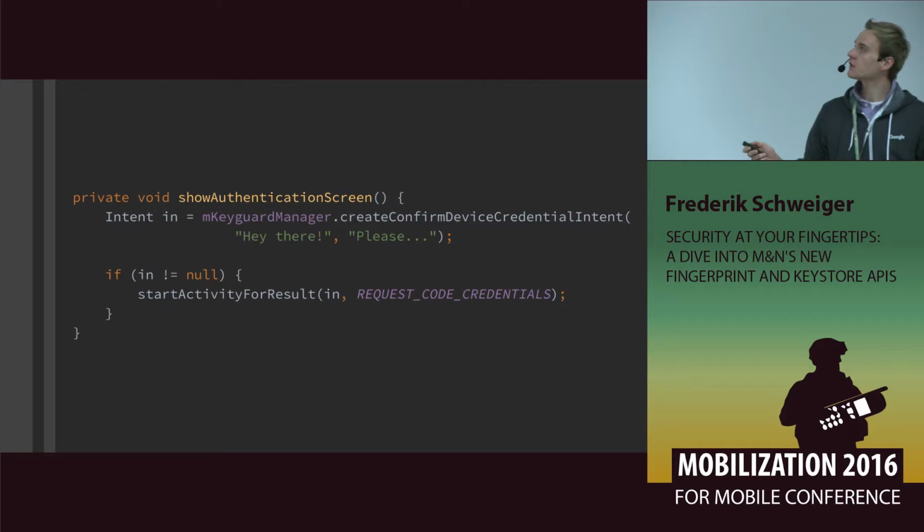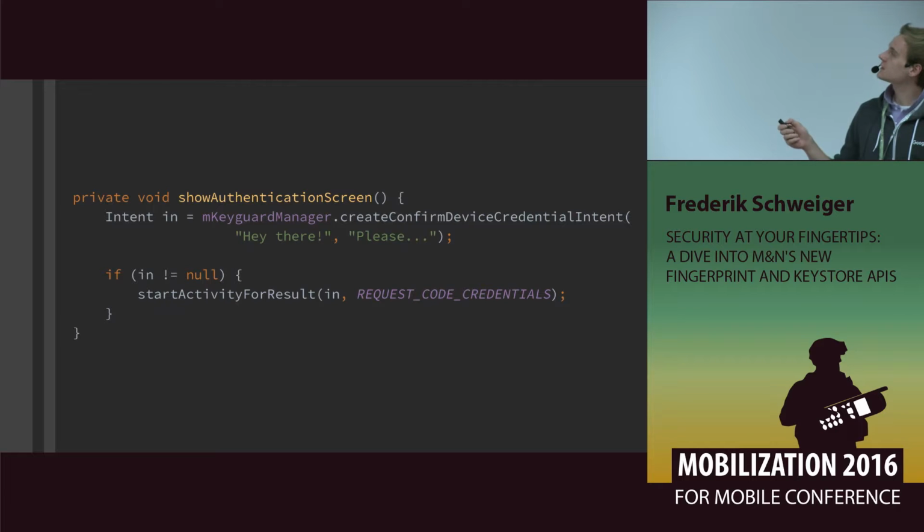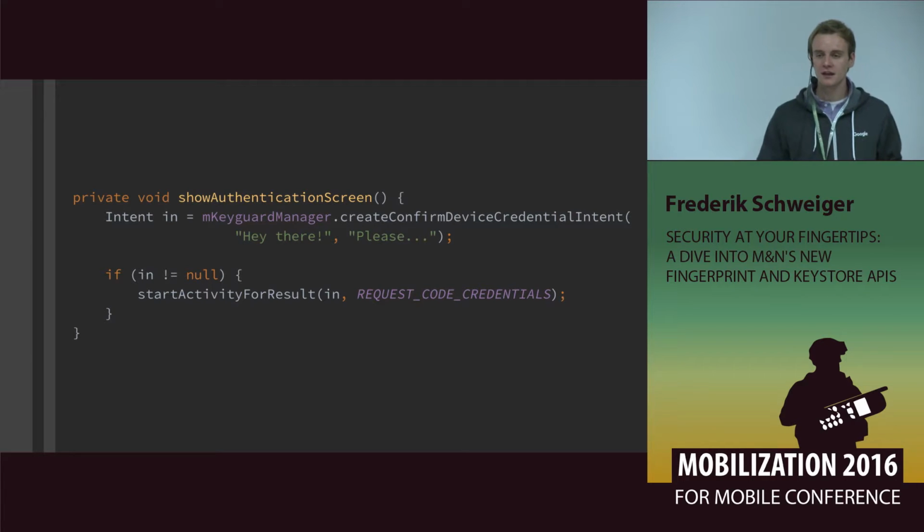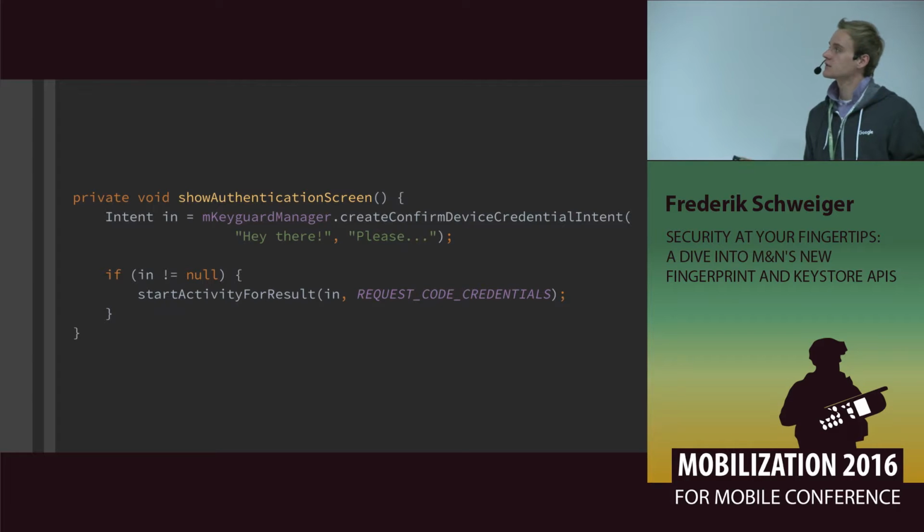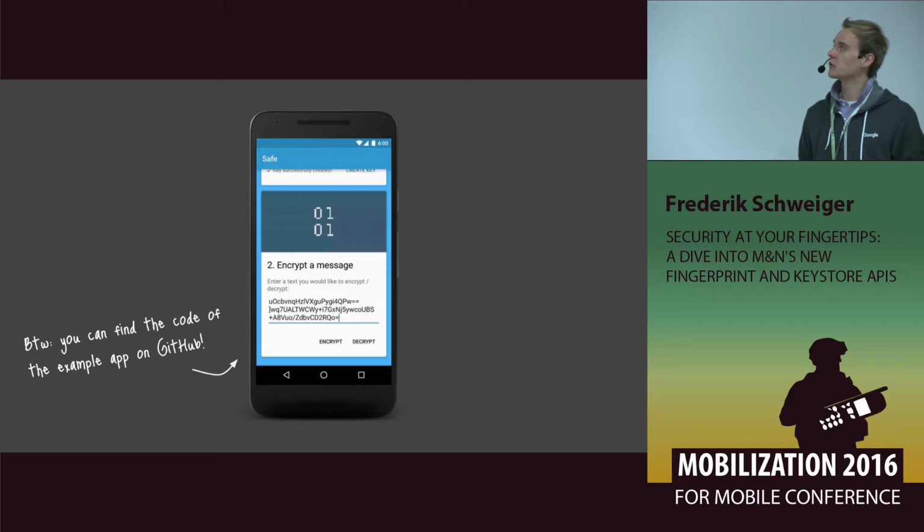because Android already has something like that built in. You can just get an intent from the KeyguardManager, which is createConfirmDeviceCredentialIntent, and you can put a title and a message in, like please authenticate, and then just fire that intent, start that activity, and this will look like this.